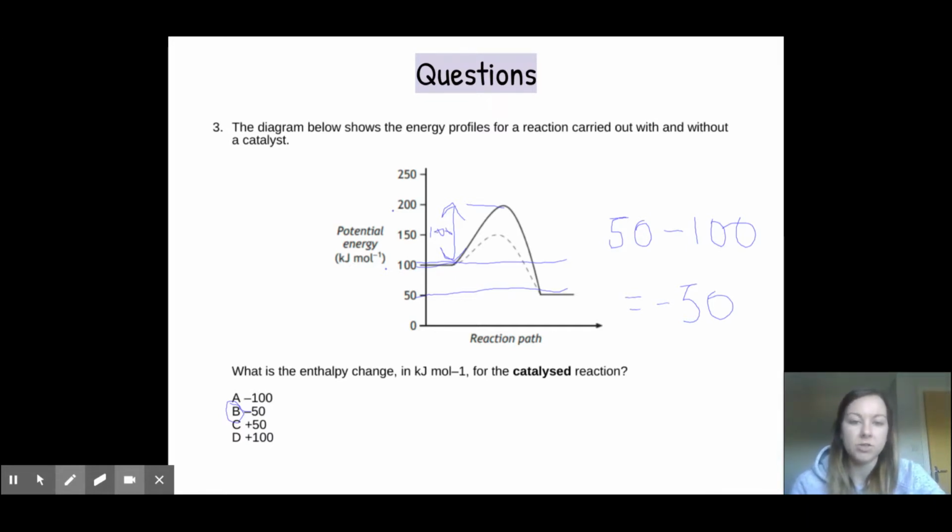The catalyzed reaction is only half that size. So it goes from here to here. So from 100 to 150 would be 50. Hopefully you can see that really clearly.